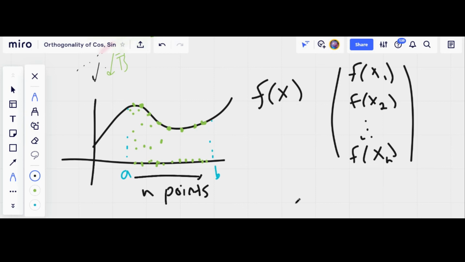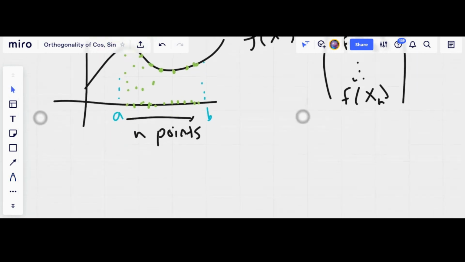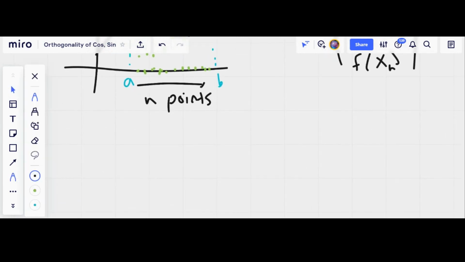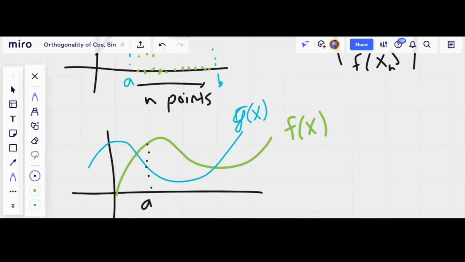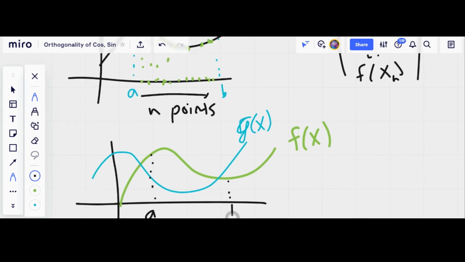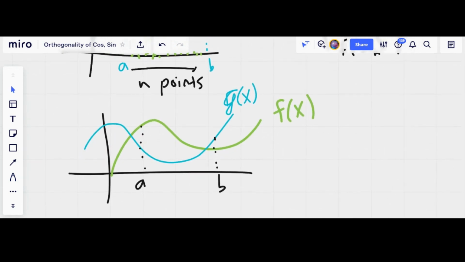So let me just go ahead and draw another function here. Let's just call this f of x. And let's just go ahead and call this right here g of x, right? And we're looking at it in between some interval. Let's just say that we're looking at it between this interval here, a, and another interval, b. How would we construct the inner product between these two functions?